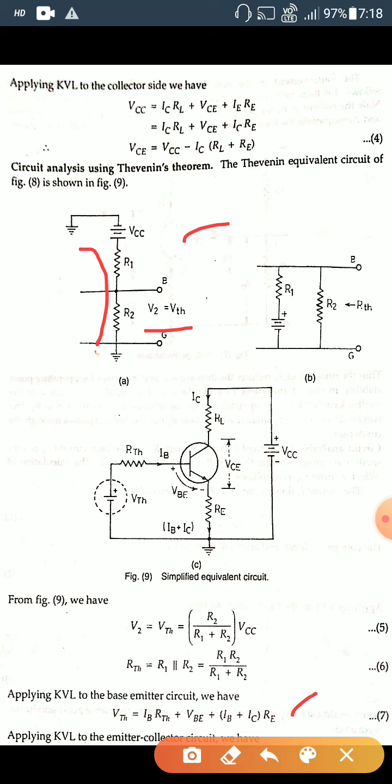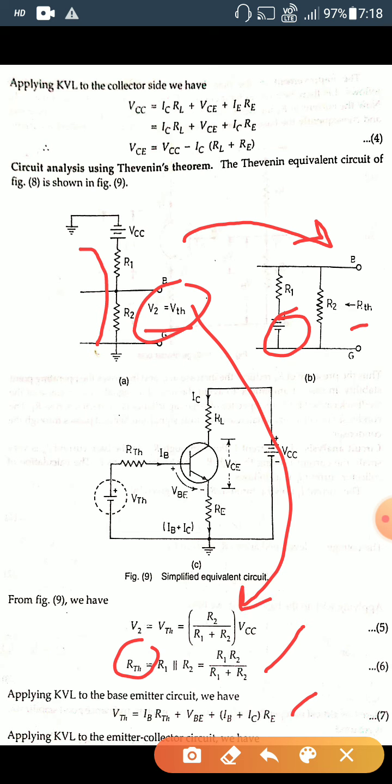So this same picture comes again here, and to calculate the value for the RTH, the source will be used as a short circuit. So R1 and R2 will be shorted in parallel form. So for the RTH calculation, the parallel value will be R1 R2 divided by R1 plus R2, and for the V2, that is VTH also, this will become by this particular circuit. If you apply the KVL and calculate the V2, then V2 is equal to R2 divided by R1 plus R2 into VCC.